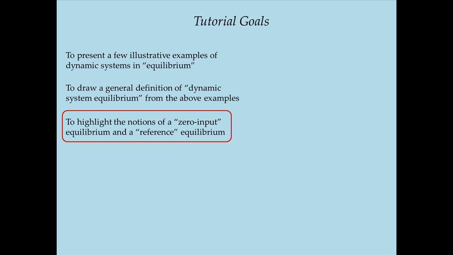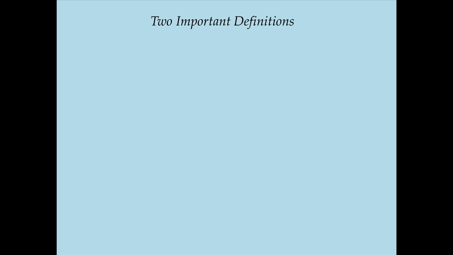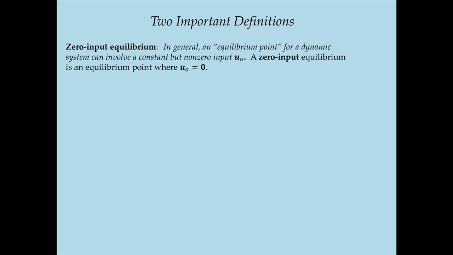So now moving on to the third goal, which is to highlight the notions of a zero input equilibrium and also a reference equilibrium. There are two important things that I want you to keep in mind. Remember, in the definition of an equilibrium that we just went through, the input U naught can be anything. So in general, an equilibrium point for a dynamic system can involve a constant but non-zero input. A zero input equilibrium is a very specific equilibrium point, and a system can have one or more of these, where the input U naught is exactly equal to zero.